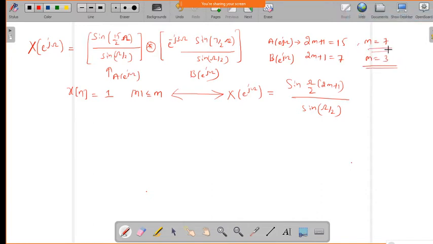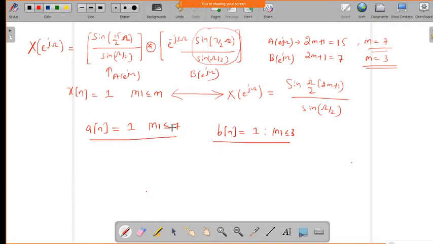Now for n less than or equal to 7, the first DTFT exists and you can write it as a of n. So the DTFT A of e power j omega corresponds to the time domain signal a of n, which is equal to 1 only for n less than or equal to 7. In a similar way, for b of n, if you take this factor, b of n exists only for n less than or equal to 3. So this is your time domain signal for this corresponding DTFT.